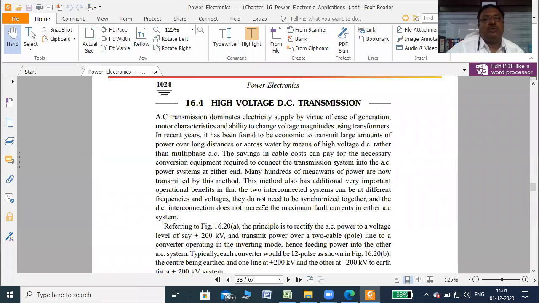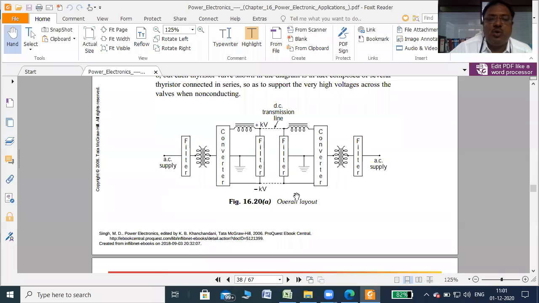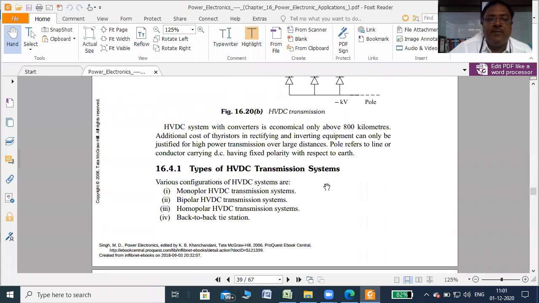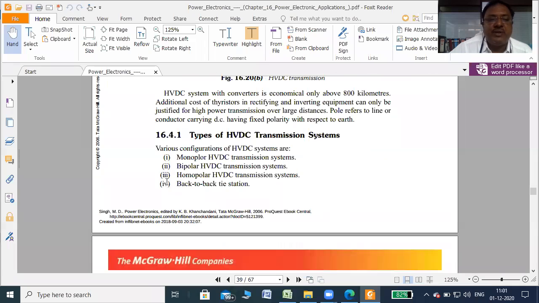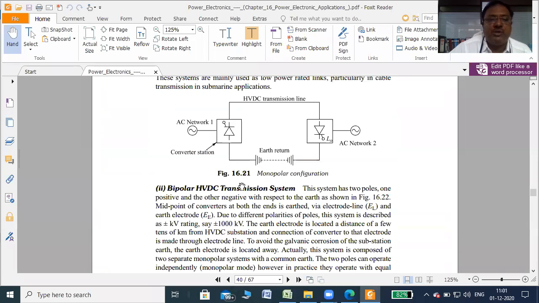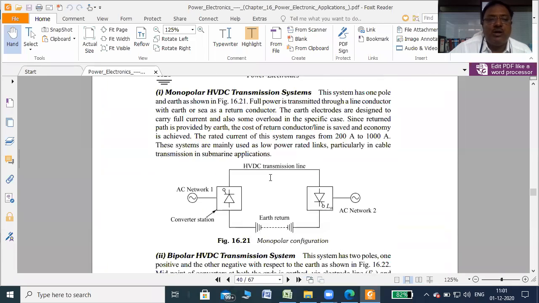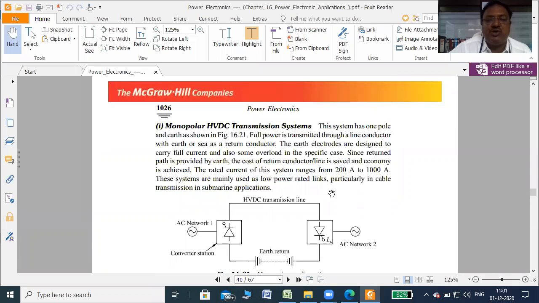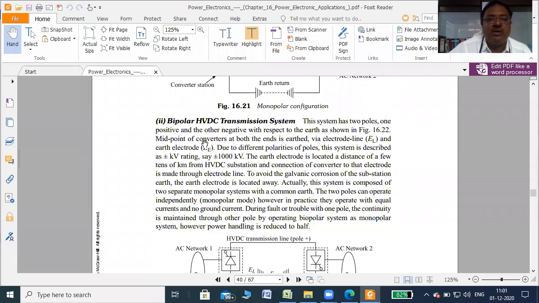Okay. So this is HVDC transmission, in which we have seen the overall layout. Then we have seen the types: monopolar, bipolar, homopolar, and back-to-back tie connection. This is a diagram for monopolar. The working and explanation about monopolar is given.